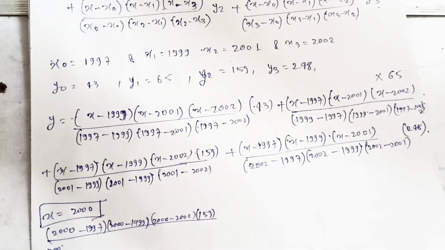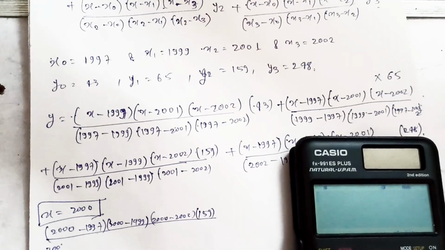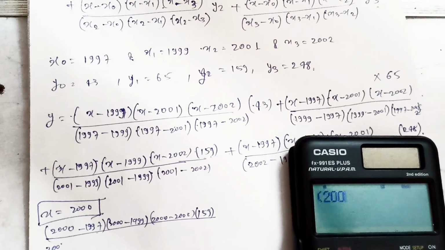I'm going to use the calculator. So let's use it: 2001 minus 1999, 2001 minus 999, then 2001 minus 1002. Since it is a simple example, you can directly use it.